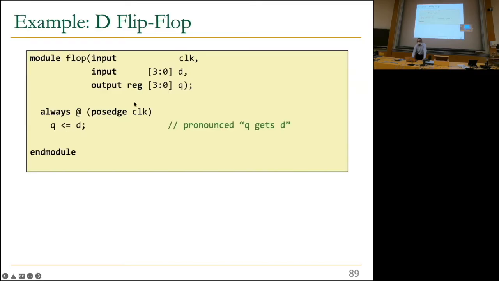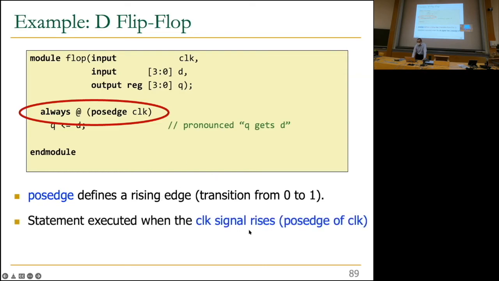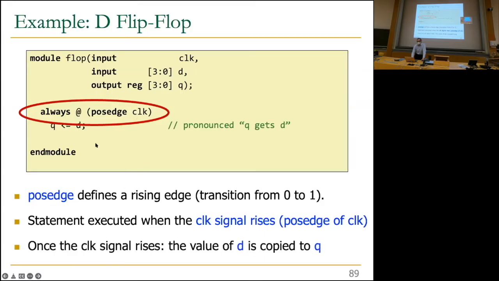That's it. And you can see that there's a special thing called clock. That's the input. Posedge defines a rising edge, transition from 0 to 1. This is, again, part of the language. And the statement is executed when the clock signal rises. Remember the always block? This statement is executed when something happens to the signal, and something is the positive edge of the clock. Make sense? This could have been the negative edge also. Then it's going to be a negative edge triggered flip-flop. But we said we want positive edge. Okay. And once the clock signal rises, effectively, the value of D gets copied into Q. Make sense? So Q gets the output. Q is assigned D, in other words.